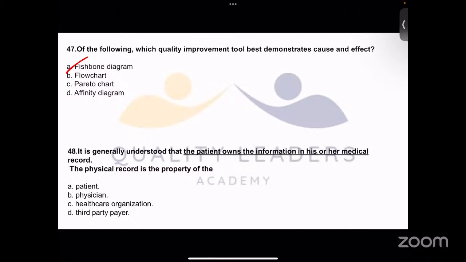Number 48. It is generally understood that the patient owns the information in his or her medical record. The physical record is the property of the A, patient, B, physician, C, healthcare organization, D, third-party payer. Okay, who owns? It's the healthcare organization. The patient owns the information, but the healthcare organization owns the physical medical records.